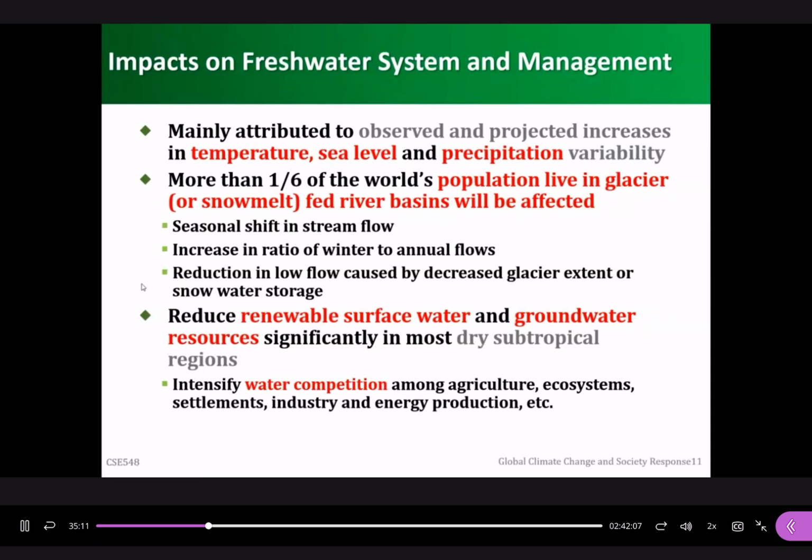It also reduced the renewable surface water and groundwater resources significantly in most dry subtropical regions. And it will intensify the water competition among agriculture, ecosystem, settlements, industry, and energy production. So it indicates the drought part, because this is meant for the dry subtropical region. So here, an example for this area is about the US. It's the Colorado River. So the drying problem of Colorado River was already studied around 10 years ago, many years ago.